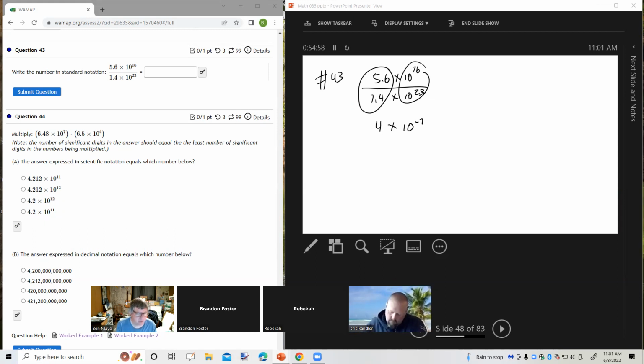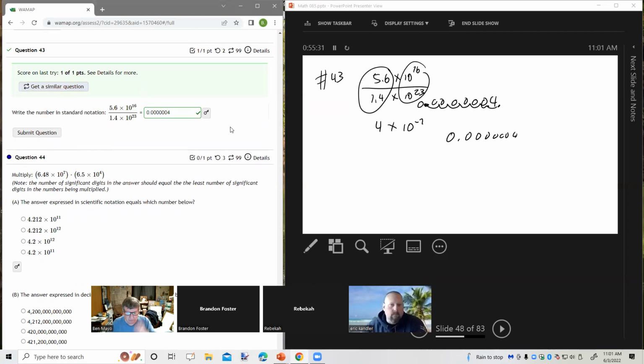Okay, but I'm supposed to write this in standard notation. So I've got to move it 7 places to the left. 1, 2, 3, 4, 5, 6, 7. So 0.0000004. Let's see, how many zeros are there? I got 6 of them to the right, followed by a 4. Okay.